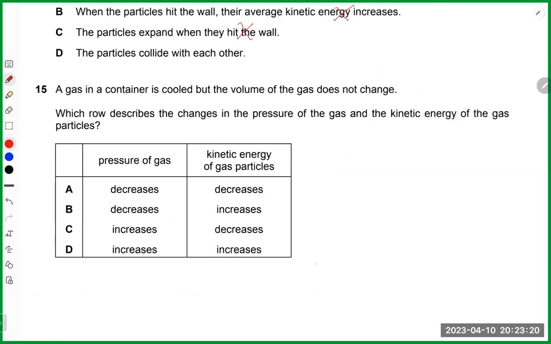A gas in a container is cooled, but the volume of the gas does not change. Which row describes the change in pressure of the gas and kinetic energy of the gas particles? Now, if temperature is decreasing, it means gas particles are losing kinetic energy. So kinetic energy decreases. So I'm shortlisting these two. What happens to the pressure? If the speed of the molecules is decreasing, they will be colliding with the walls less often. That will cause less pressure on the wall. Hence, pressure should be decreasing. So the answer is A.